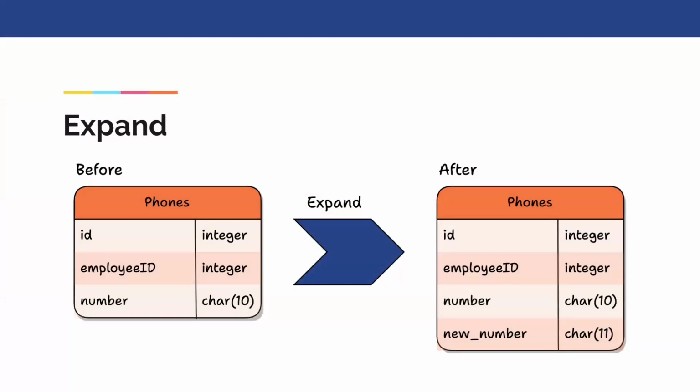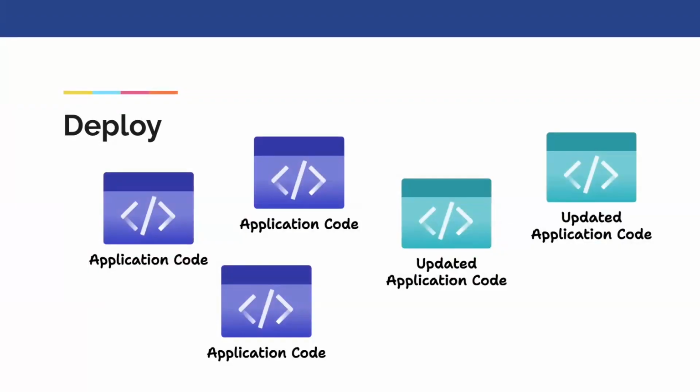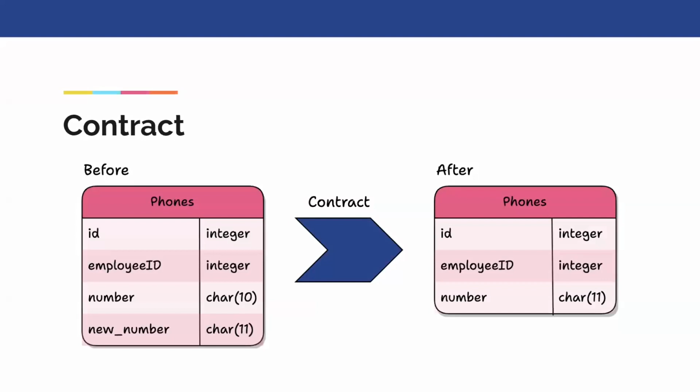Recall that we are switching phone number from char 10 to char 11. For the expand phase, a new phone column is added to the existing table with the data type of char 11. For the deployment phase, a new version of the application code, which requires 11-digit phone numbers, can be rolled out. This application version can use the new column for its functionality. Any instance of the application cluster still running the older version can still safely use the old column with the 10-digit phone number. For the contract phase, when all the application instances are running the new code, the old number column can be safely dropped from the table without affecting application availability.